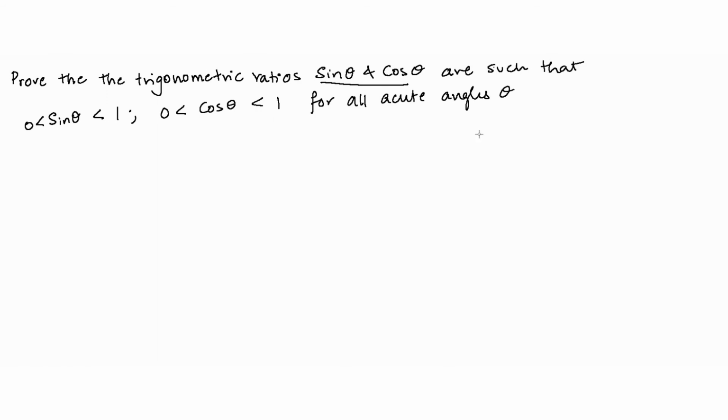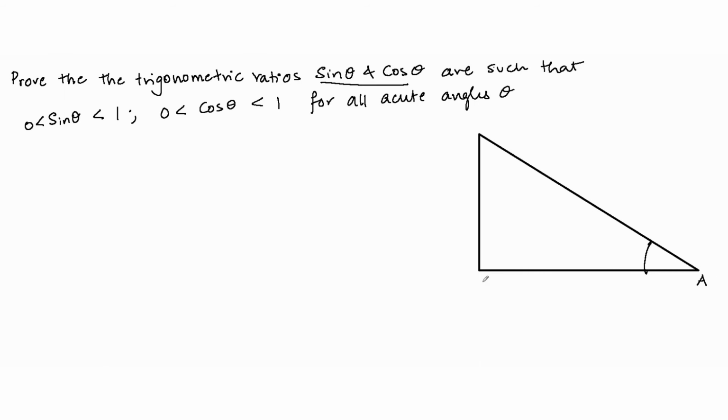So let's assume that we have a right angle triangle in which one of the angles is theta. So let's mark this particular angle as theta. Now I know that according to the definition of sine and cos, sine theta is defined as the opposite side upon the hypotenuse. With respect to theta, BC is the opposite side, so sine theta is BC divided by AC. And similarly, cos theta is defined as the adjacent side, that's AB, divided by the hypotenuse, which is AC.